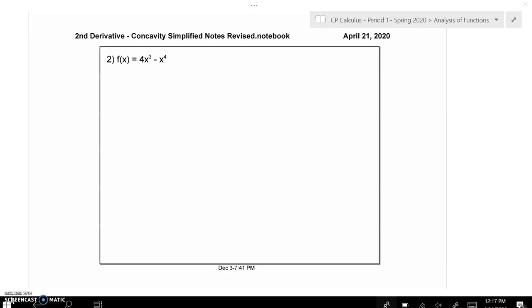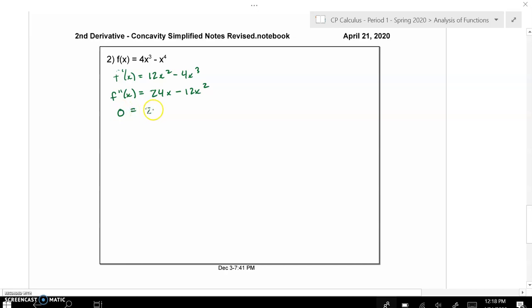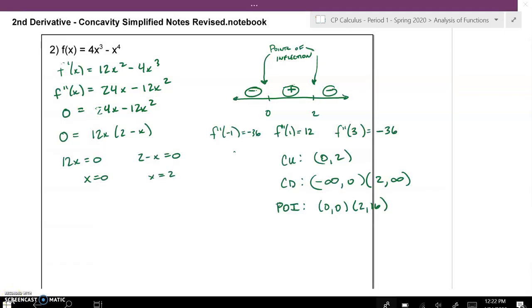Take a look at the second example. We're going to do the same thing. All right, I'm going to have my first derivative and then do my second derivative. All right, and then again, I'm going to set that equal to 0 and solve it. Right? You see there's a lot more on the screen now.